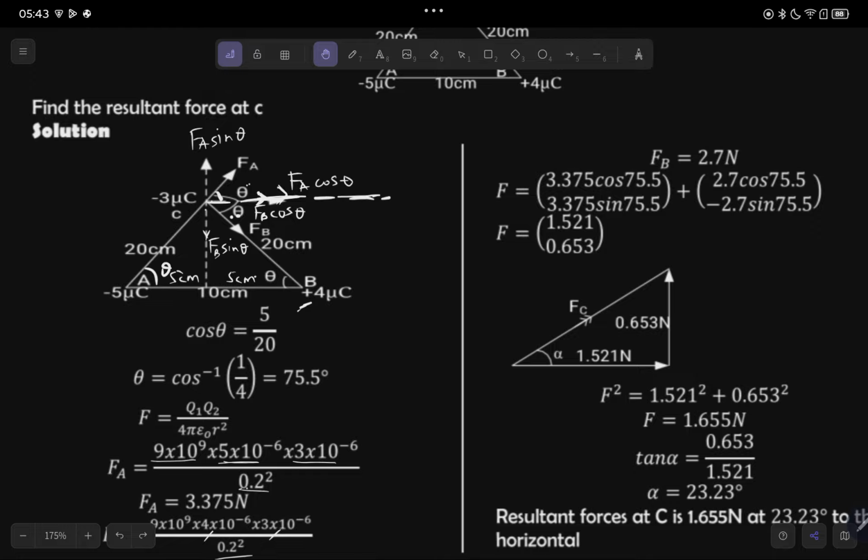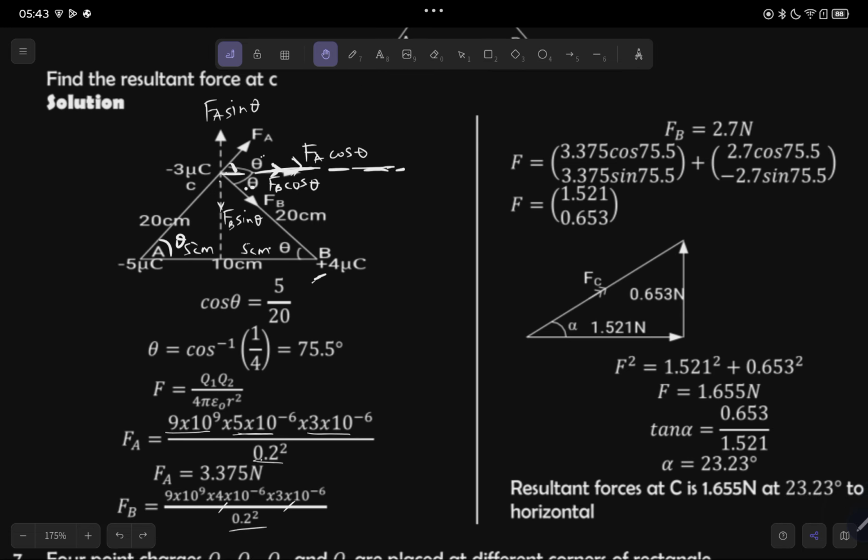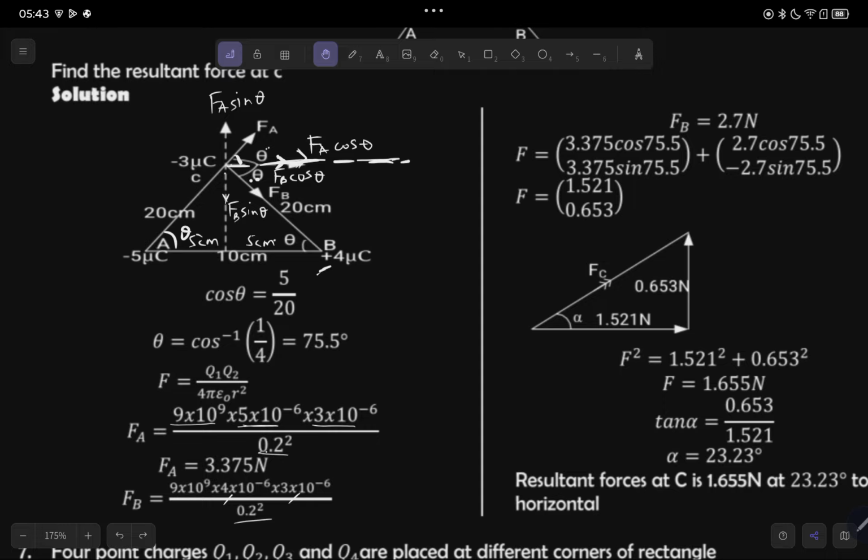So, horizontally, we have two forces and they are all towards the right. We have FA cos theta, where theta is 75.5, FA cos theta plus FB cos theta. So when we substitute those two, we get 3.375 cos 75.5, and we have 2.7 cos 75.5.